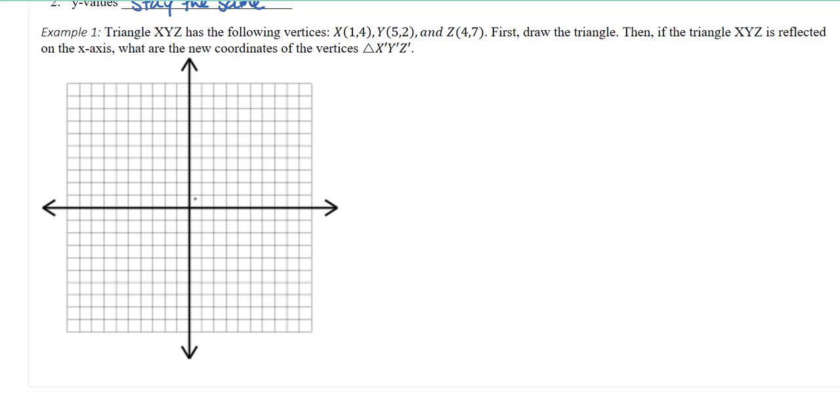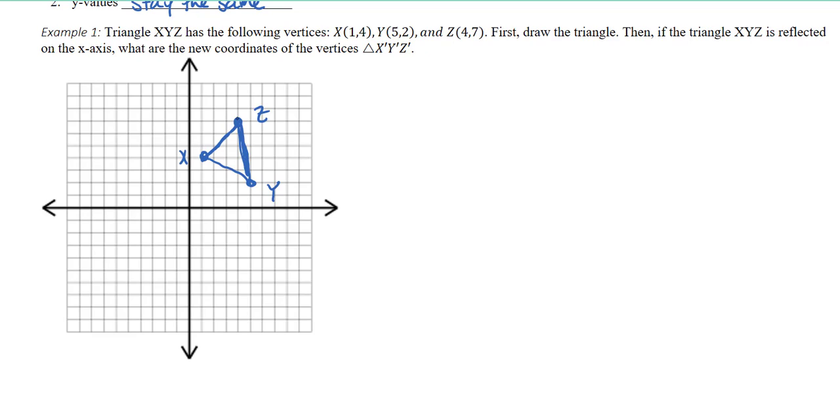So we have X, which is (1, 4). So over 1, up 4. Then Y is (5, 2). So 2, 3, 4, 5. Up 2. And then Z, which is (4, 7). So we have 1, 2, 3, 4. 1, 2, 3, 4, 5, 6, 7. So that's our Z. We connect our triangle, and that's what it looks like. Not the most straight lines, but you get the point.